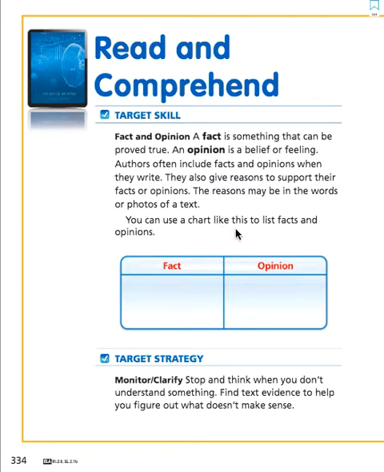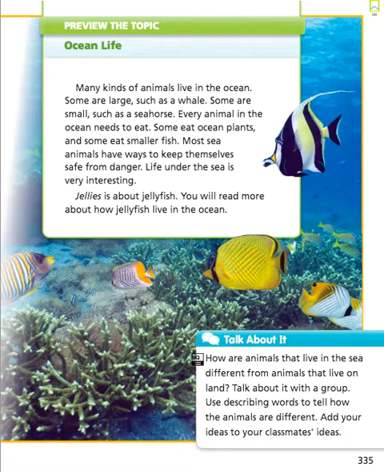You can use a chart like this to list facts and opinions. So that is something that we will talk about this week, fact and opinion, and we will use our anchor text Jellies to do that as well. So let's take a look. Jellies will be about jellyfish, ocean life.